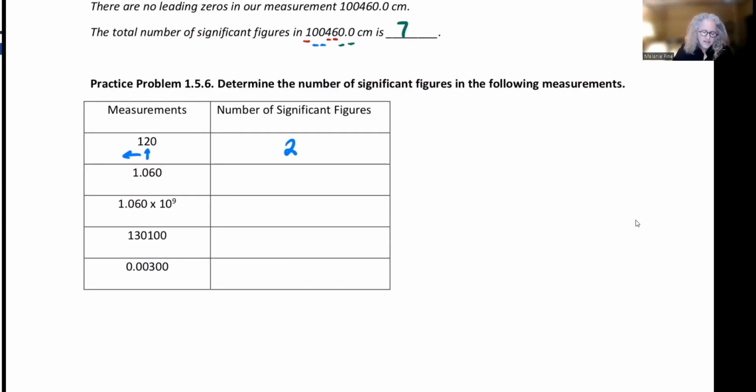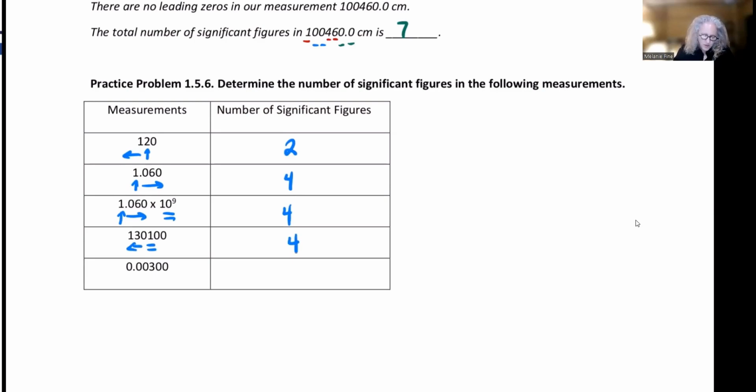The second one has a decimal, so we're going to start at the leftmost non-zero digit and count to the right. So that's 4. The next one also has a decimal, so we're going to start at the leftmost non-zero digit. Notice it has an exponential, but we don't count that in sig figs. So we go to the first digit and to the right. That's also 4 sig figs. In 130,100, there's no decimal, so we're going to start with the rightmost non-zero digit and count to the left. So that's 1, 2, 3, 4 digits.